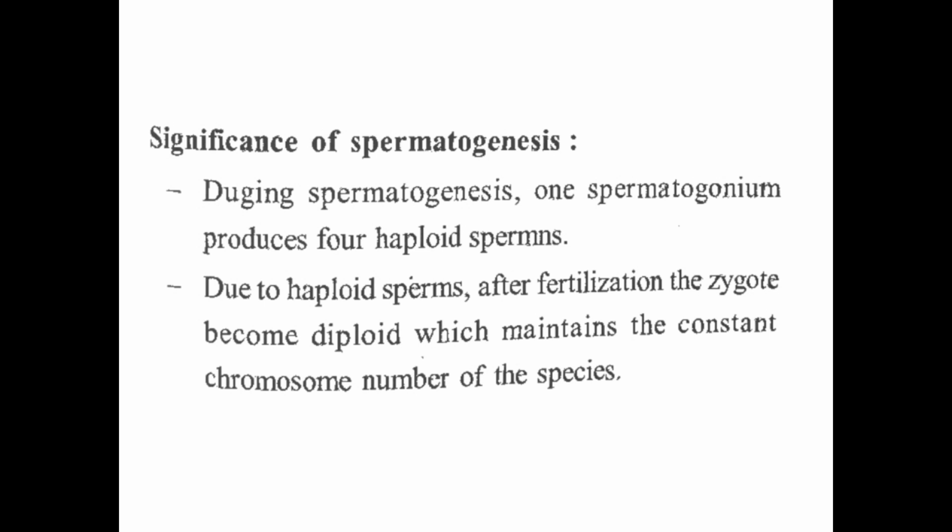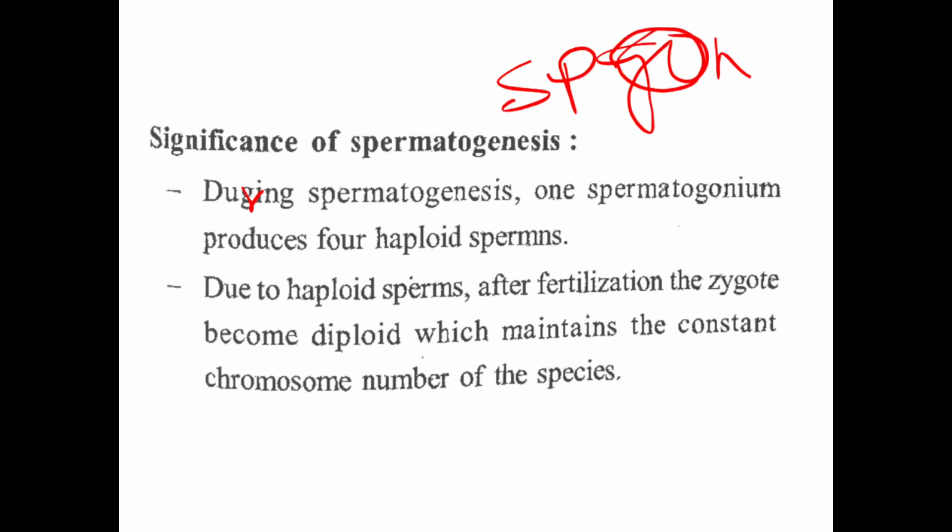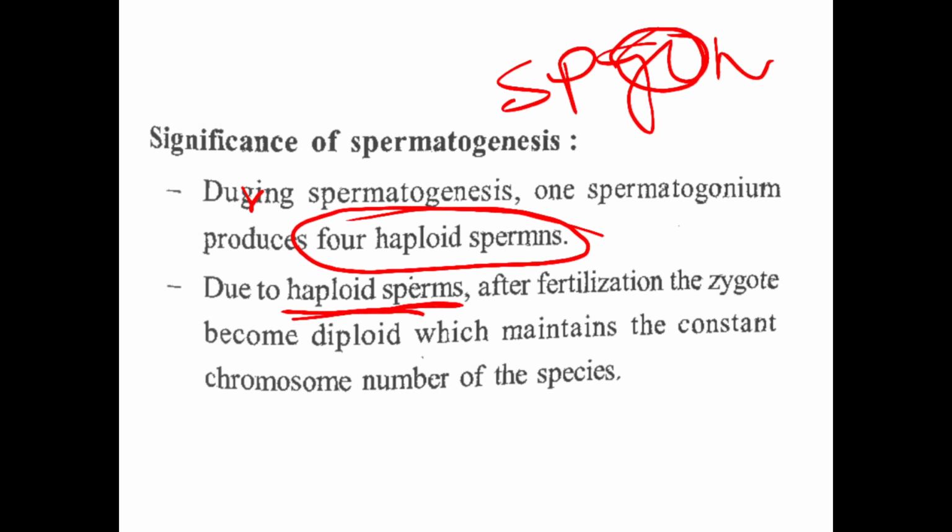Next, the significance of spermatogenesis. What is the significance of spermatogenesis? During spermatogenesis, one spermatogonium produces 4 haploid sperms. From one spermatogonium, we get 4 haploid sperm. Due to haploid sperm, after fertilization, the zygote becomes diploid.